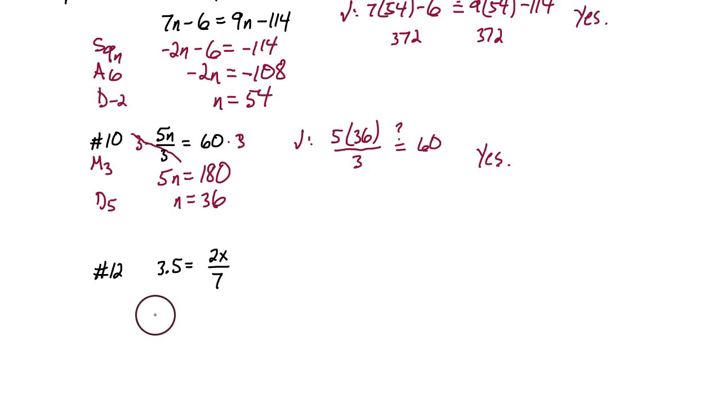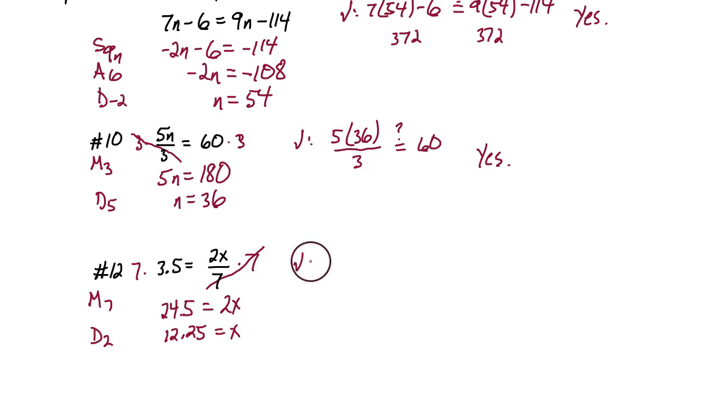The last question. To solve for x, we might first multiply by 7. Because if you do that on both sides of the equation, the 7 that you times by will cancel the denominator of 7. 7 times 3.5 makes 24.5. That's equal to 2x. Now we can divide by 2 on both sides. The answer is 12.25 is equal to x.